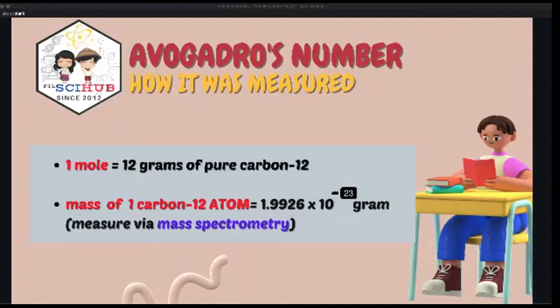And when they did that measurement, they realized that one atom of carbon-12 weighs about 1.9926 times 10 to the negative 23rd gram. So napakaliit na quantity niyan. So okay, at this point, kumbaga sa problem solving, meron tayong dalawang givens, no? So alam natin na yung 1 mole ay 12 grams ng carbon-12. At ang alam natin ay ang isang atom ng carbon-12 is 1.9926 times 10 to the negative 23rd gram.